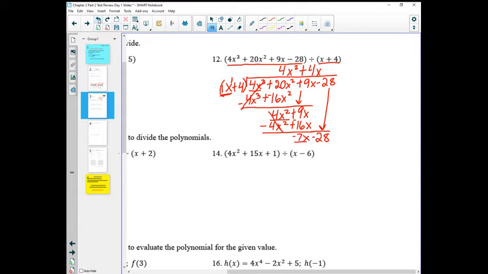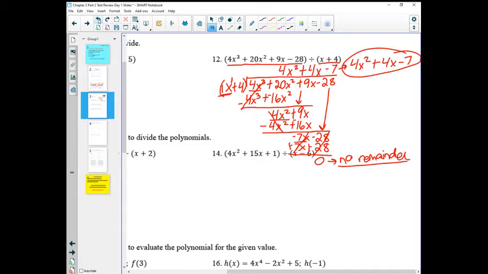We're almost done. Negative 7x divided by 1x is negative 7. Negative 7 times 1x is negative 7x. And negative 7 times 4 is negative 28. Flip both of those signs for subtraction. And you'll notice both of those values cancel out this time because they make 0. So there is no remainder when you divide those two polynomials. So our answer is just 4x squared plus 4x minus 7.